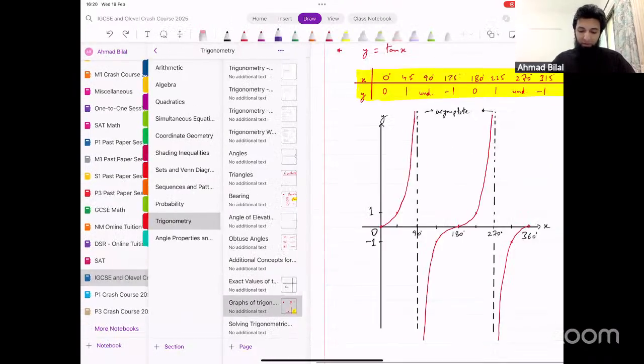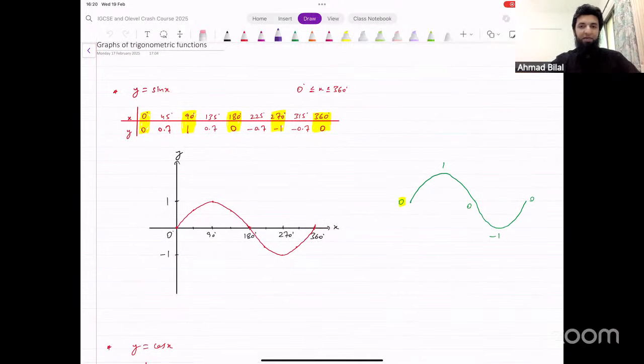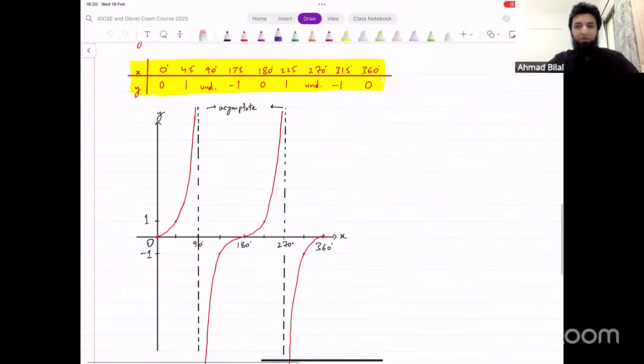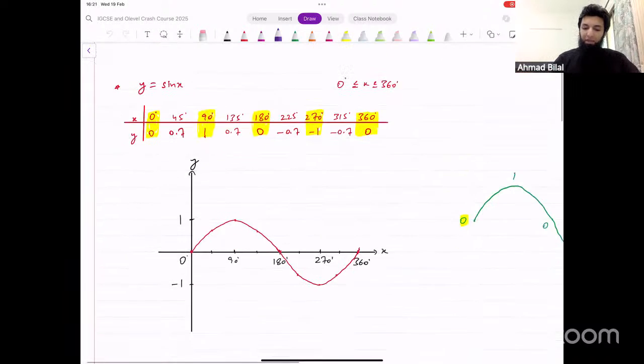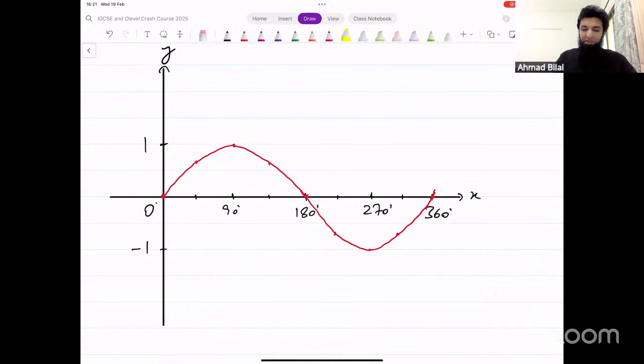And then we talked about graphs of trigonometric functions: the graph of the sine function, the graph of the cos function, and the graph of the tan function. You need to remember these graphs. You need to remember that the sine graph looks like this. It starts from 0, goes to 1, then 0, then -1, and then 0. Again, you need to remember these values.